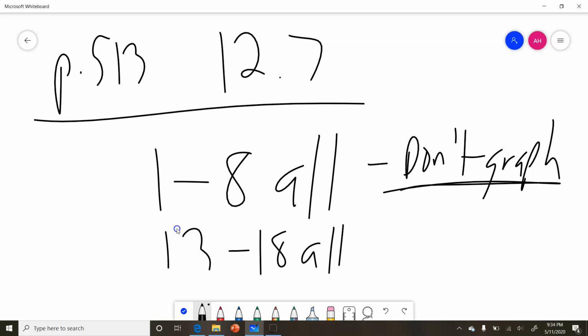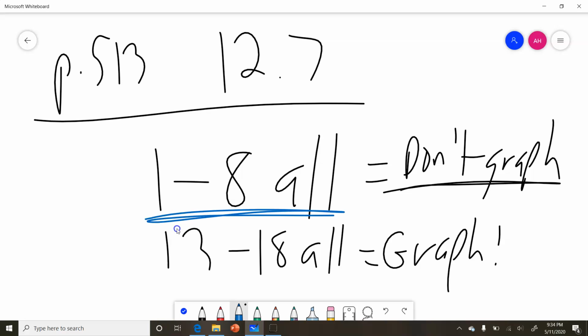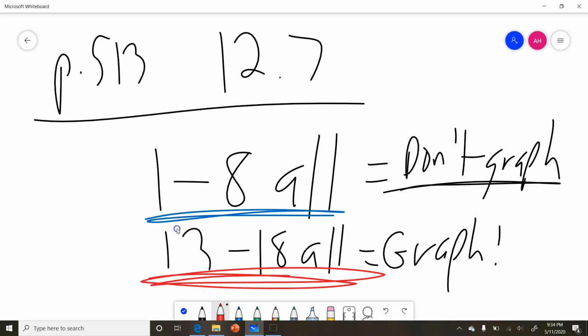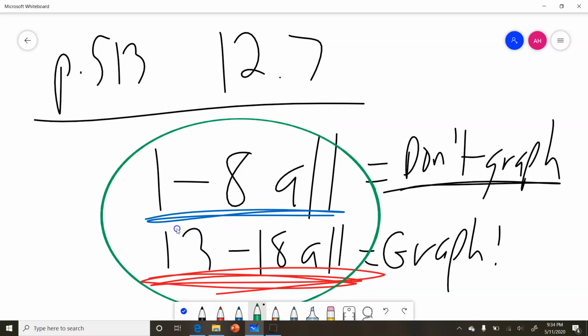And all these are the graphing. Okay, so these equal graph, those equal don't graph. So blue, you don't graph. Red, you do graph. Okay, so there is the homework for today, and we're almost done, guys.